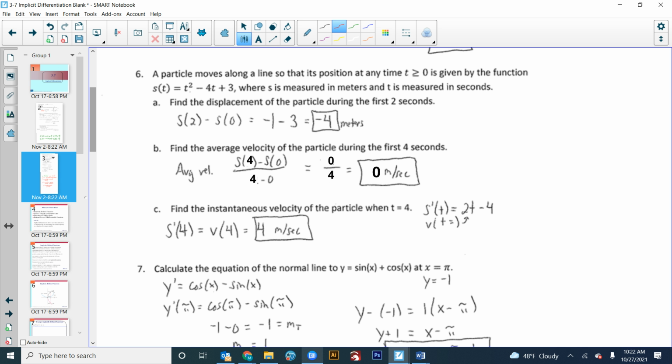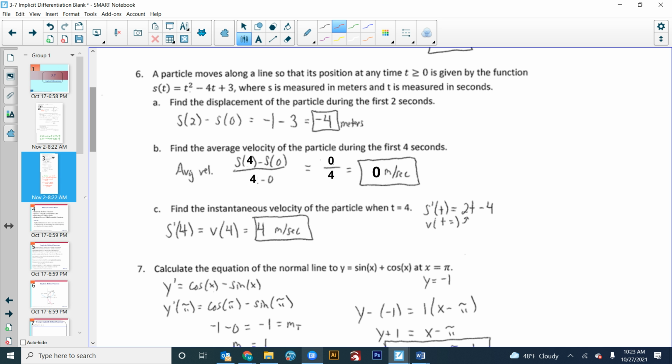Letter B. Did I say during the first 4 seconds, or did I change that on your paper? First 4 seconds? So do you agree you could not have used the displacement from part A? Average velocity is displacement over time, as long as it's over the same interval. A was from 0 to 2, but part B said during the first 4 seconds. So you can't use s of 2 minus s of 0 in the numerator. On the quiz, I said find the displacement and then find the average velocity, same interval, so you could use that. Okay?